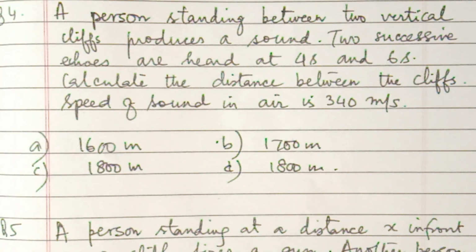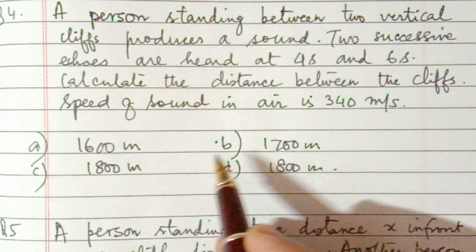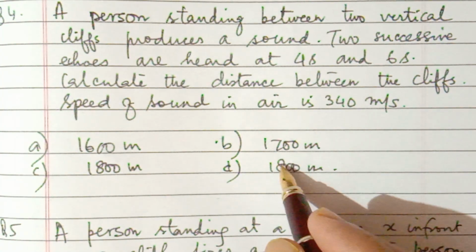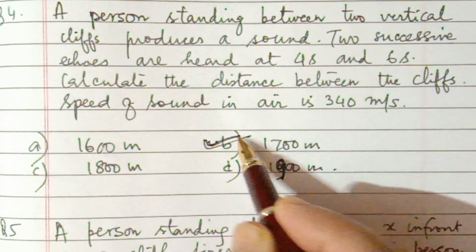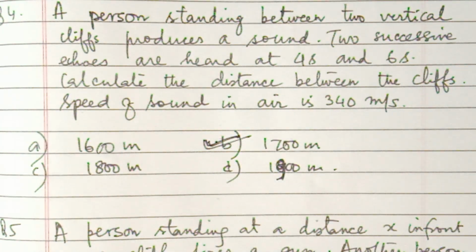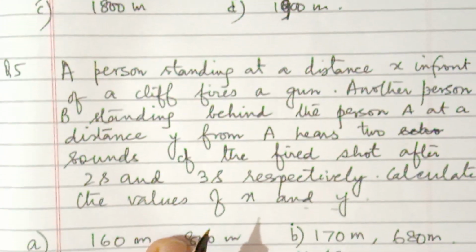Let's see the options: 1600, 1700, 1800, sorry, 1900. So this is correct anyway. 1700 meter is correct. Now let us go to the next question.